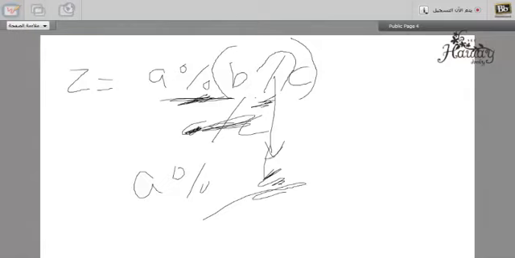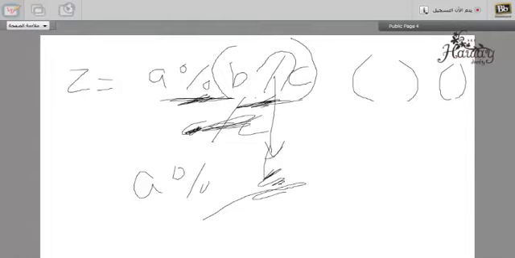Now if you have more than one bracket, again you do the bracket on the left first, then the right, and so on. If you have a bracket inside a bracket, you do the inner bracket first and then go outwards. Is this understood? I hope it is. Another question?